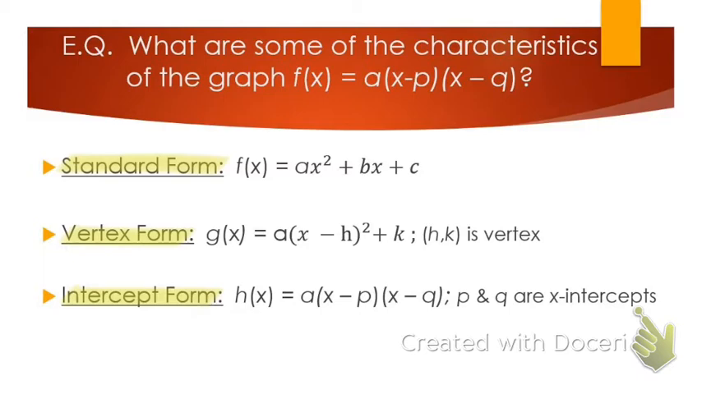Okay? Now, we've already kind of talked about and reviewed standard form and vertex form. Let's look at intercept form a little bit closer. It says h of x, and we know that can be f of x, g of x, h of x, but it equals a times x minus p times x minus q. And notice what it says. P and q are the x-intercepts. So I want you to highlight the p, and I want you to highlight the q, and then I want you to highlight this, let's just highlight x-intercepts.